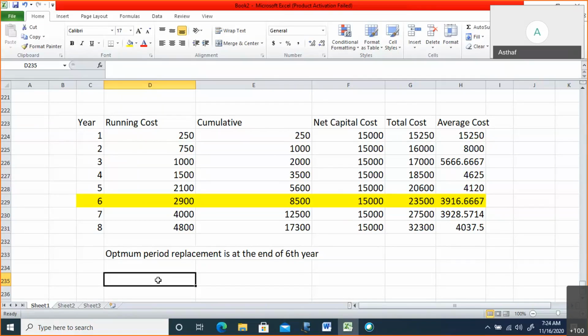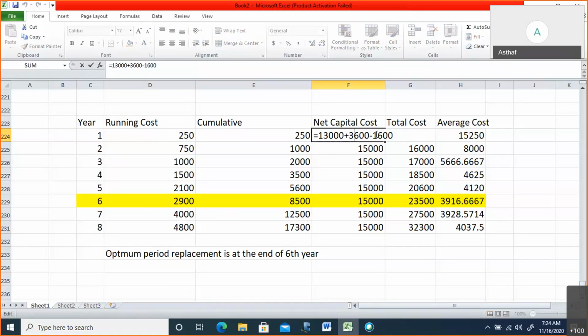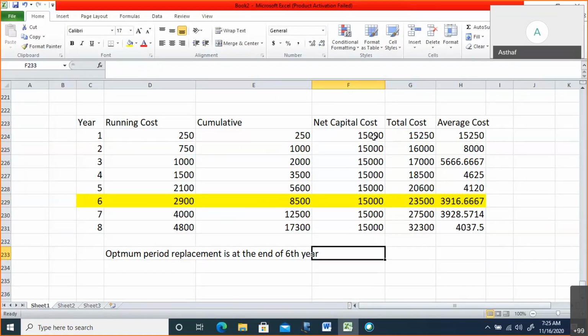See, this is a special question. The 15,000 is very simple. Your resale value is 1,600 in all the cases. In the previous year questions, each case had a different resale value, but here in all cases there is one resale value. So you will get the same answer, 15,000.